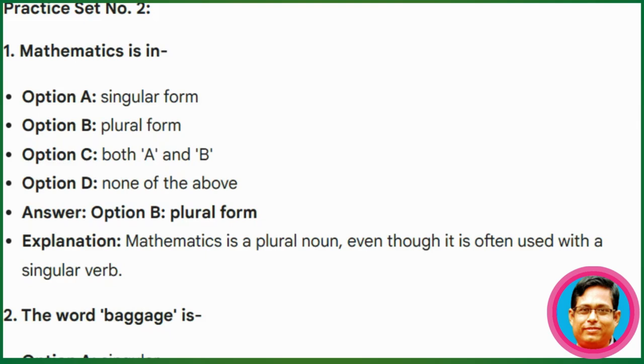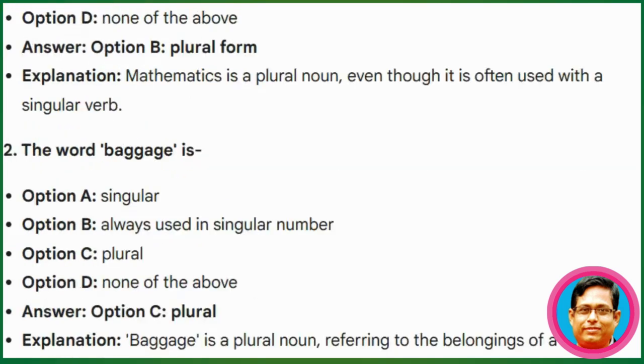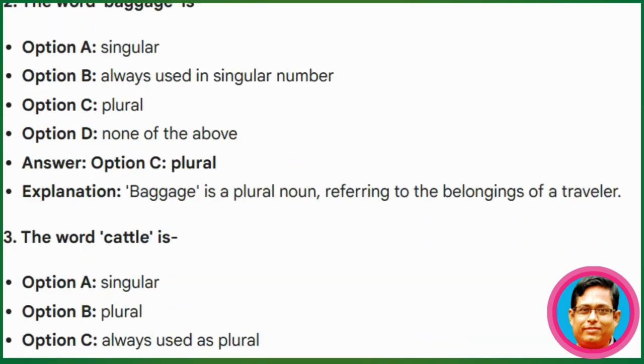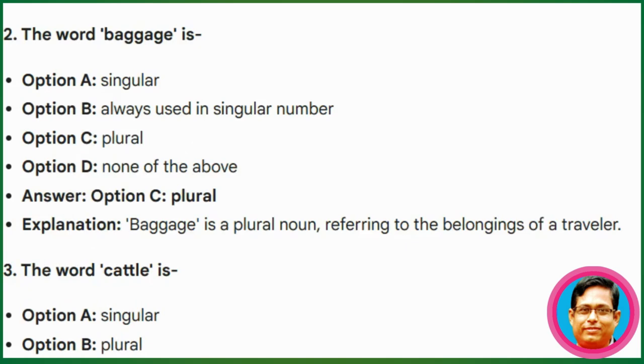2. The word baggage is option A, singular. Option B, always used in singular number. Option C, plural. Option D, none of the above. Answer, option C, plural. Explanation. Baggage is a plural noun referring to the belongings of a traveler.